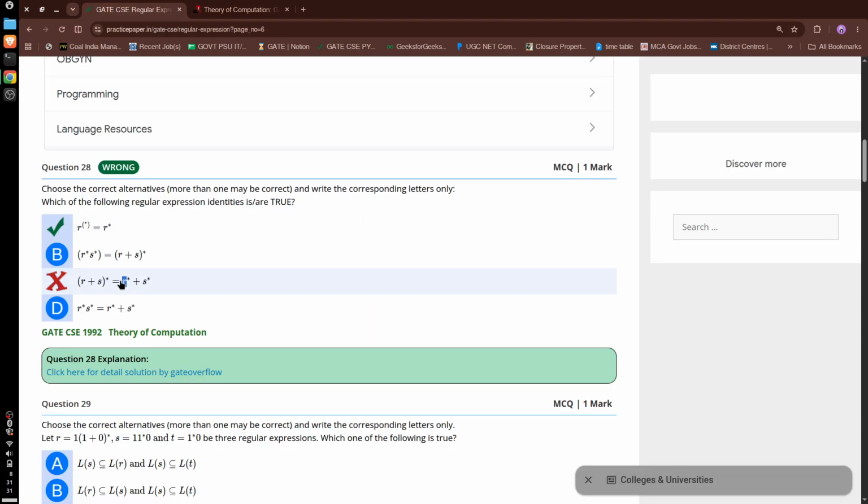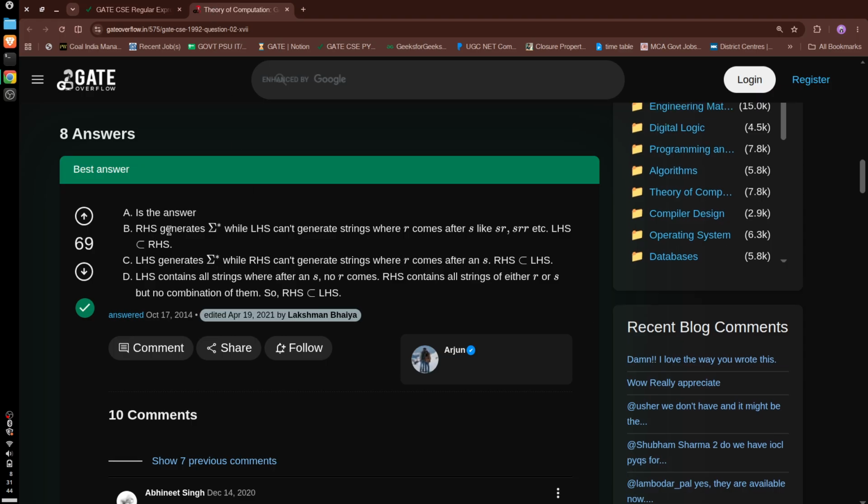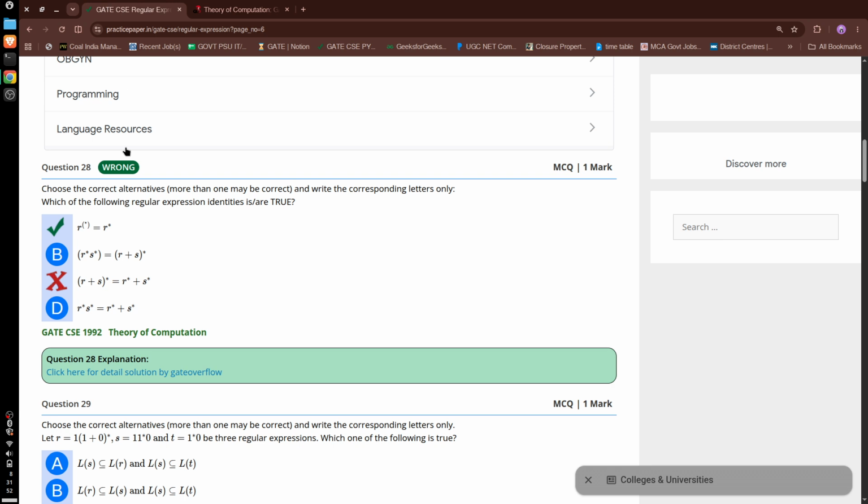Right hand can generate R before S. It's true, because we are creating this thing now. Let's see again. The right hand side generates any number of strings, all the strings. This is our right hand side, and it can create any number of sequences.